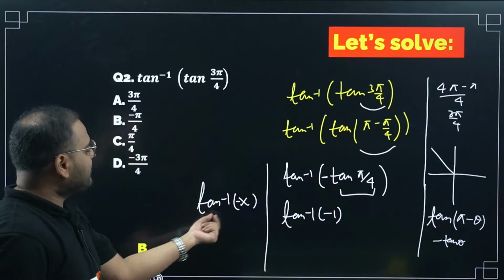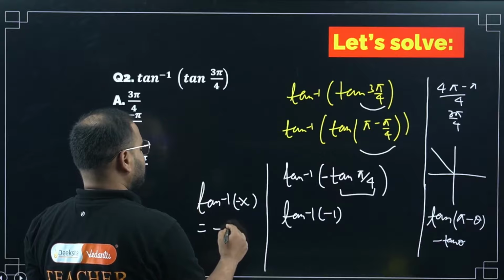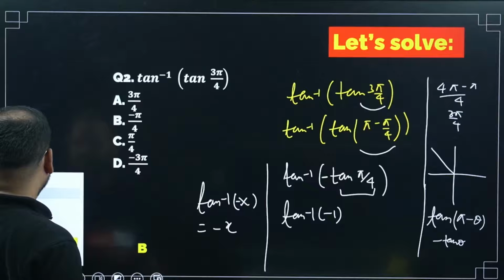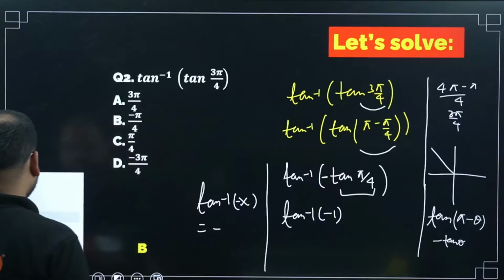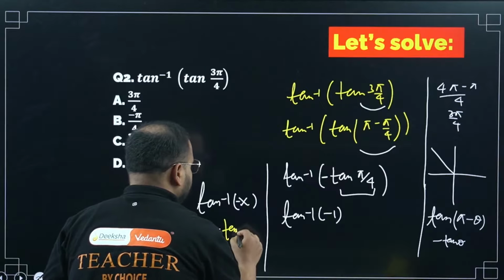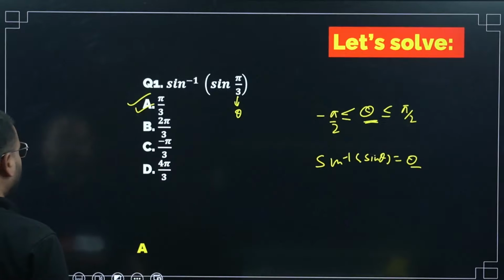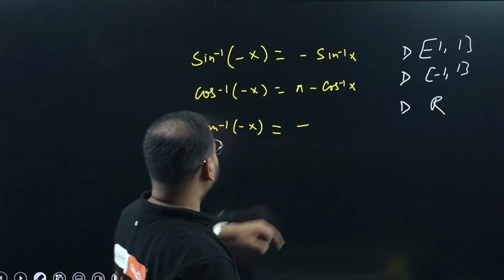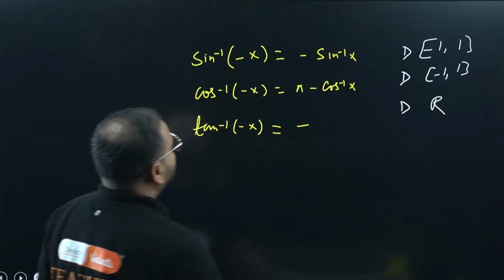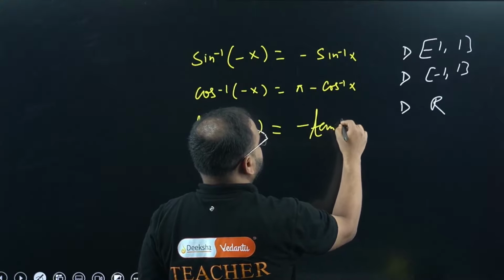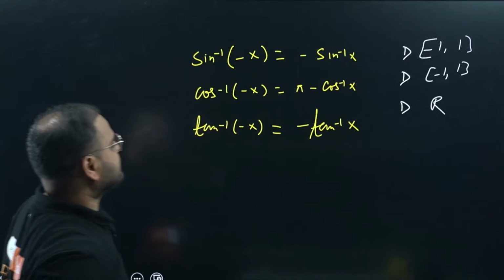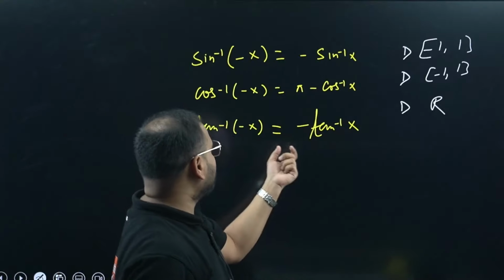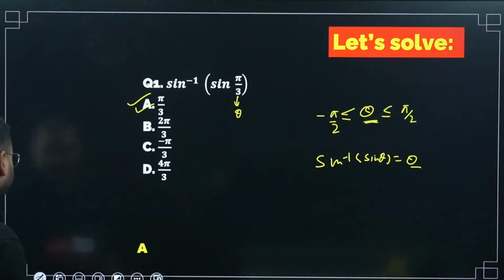What did I teach you? Tan inverse of minus x is what? Okay, a mistake, please forgive me. This is the correct answer: tan inverse of minus x is minus tan inverse of x, not just tan inverse of x. My mistake. So just please make this change.